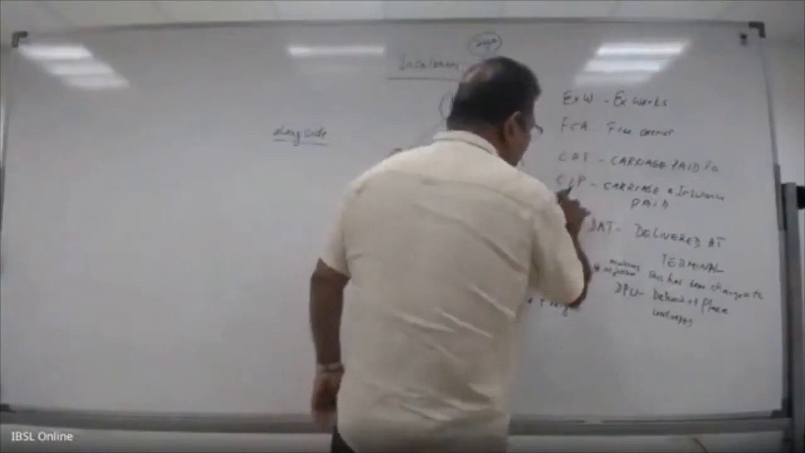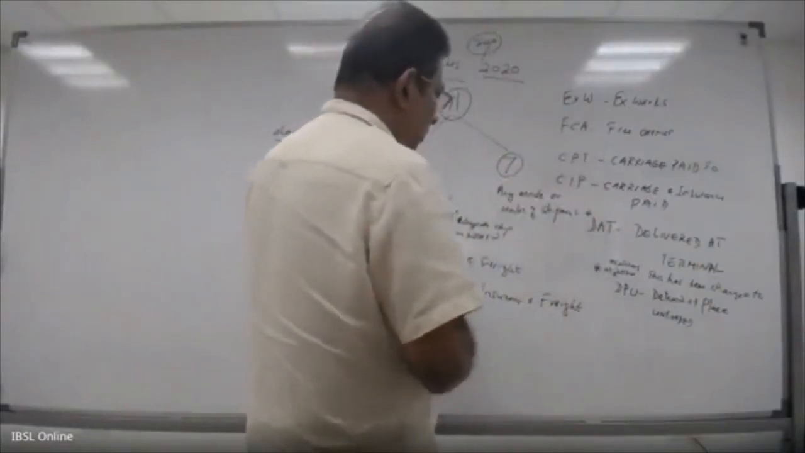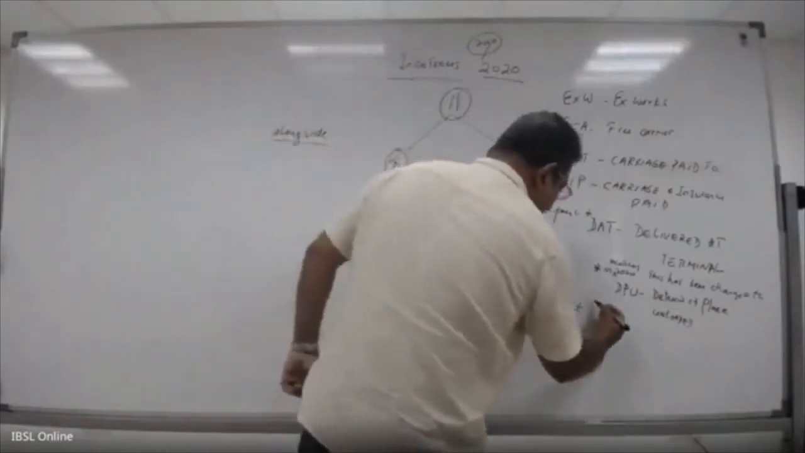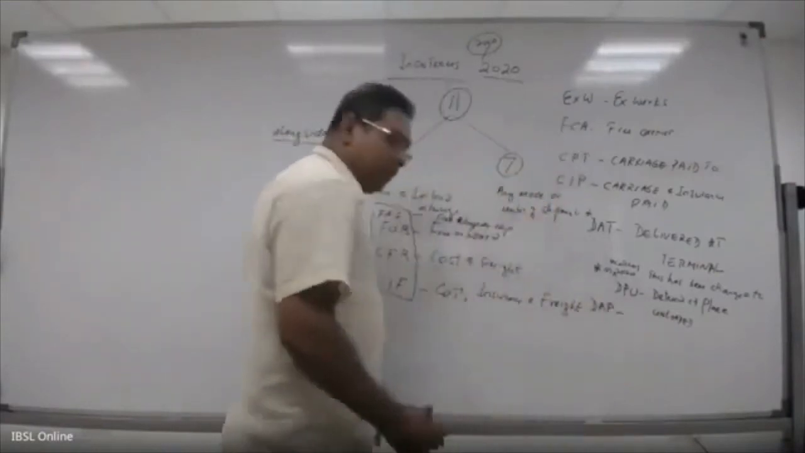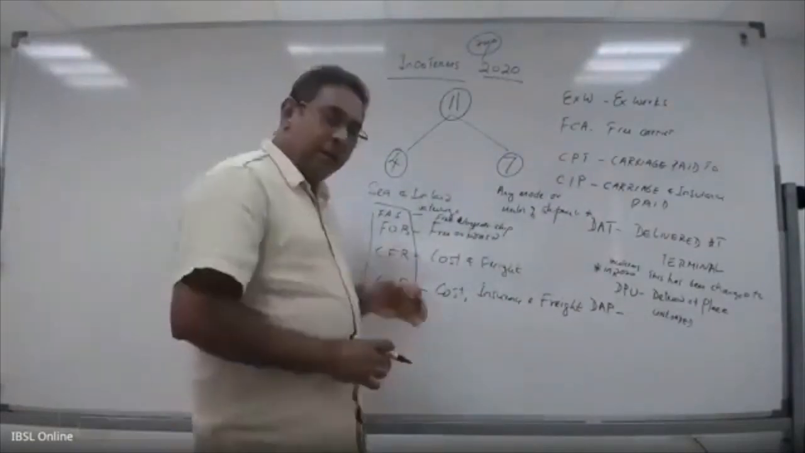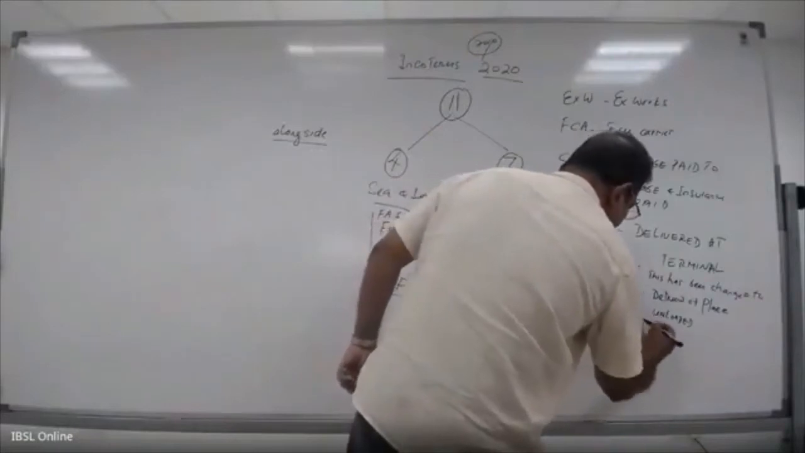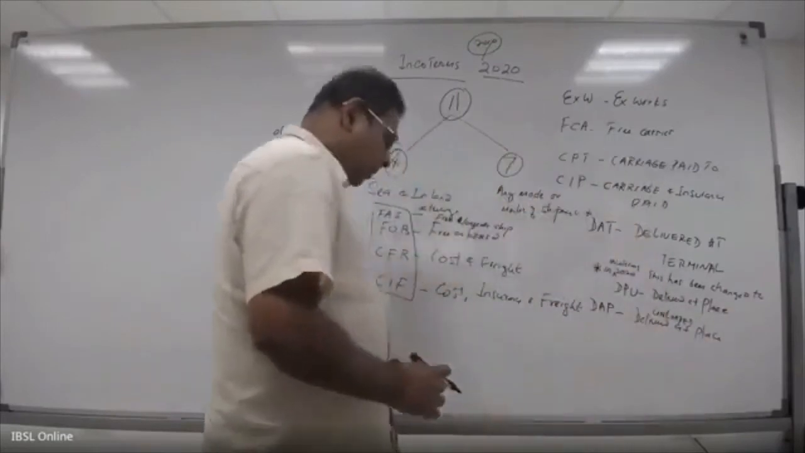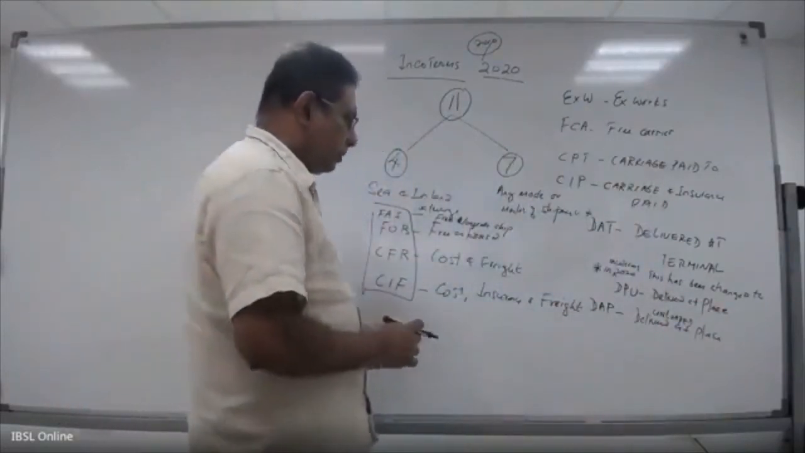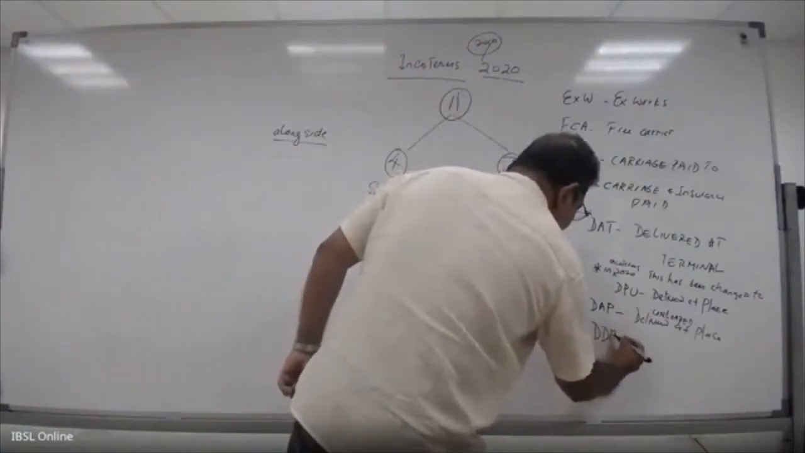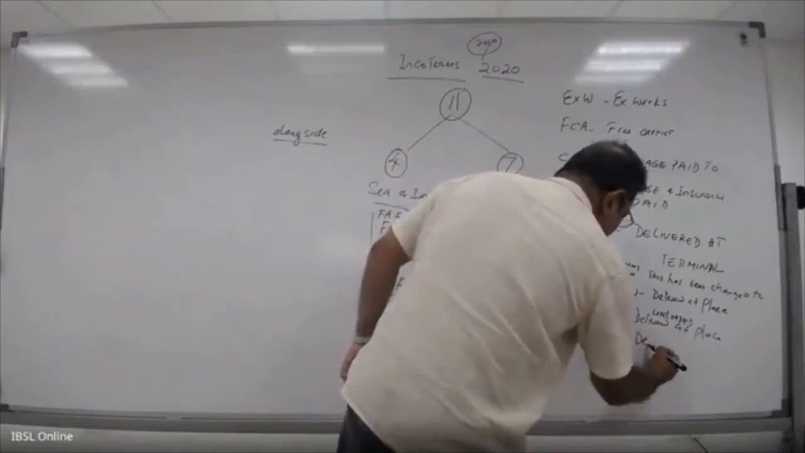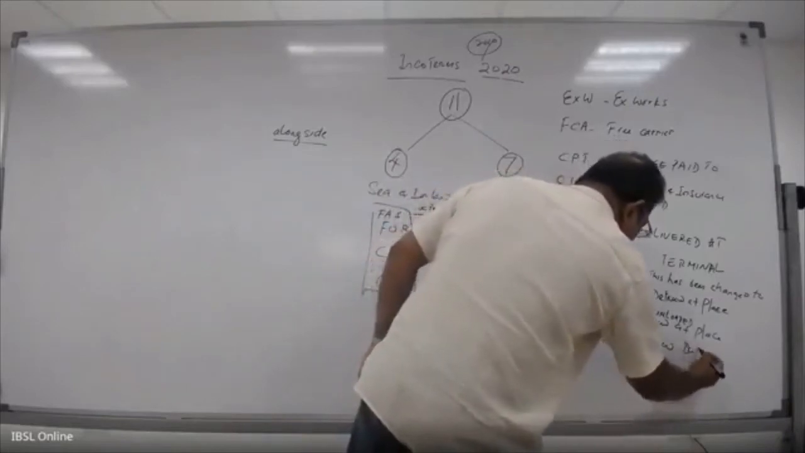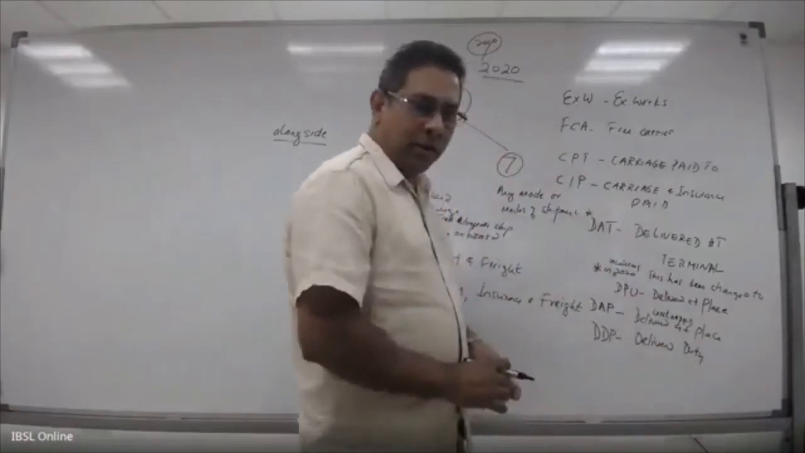So, 1, 2, 3, 4, 5. Then we have another incoterm called DAP, delivered at place. The last incoterm is DDP, delivered duty paid.